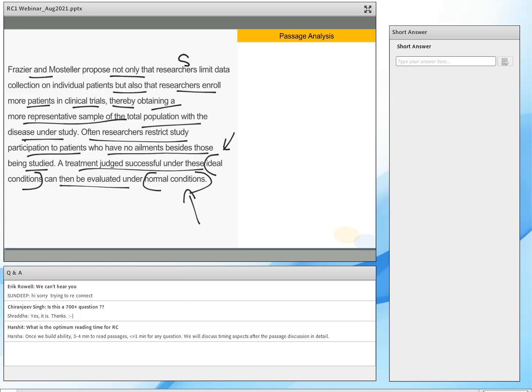Anybody? Patients with no other... okay.